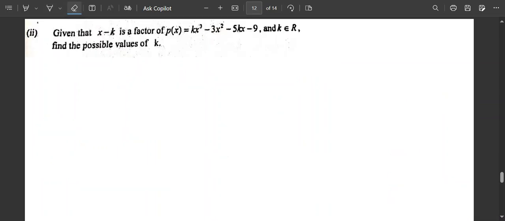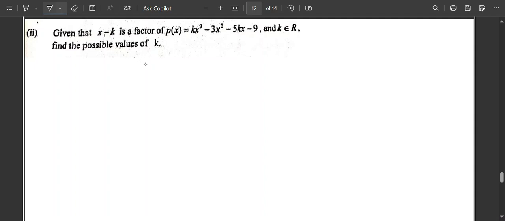So now the other question, which is the last question to say maybe. Given that x minus k is a factor of this one, then it's a factor, all right? Then k is a member of the real numbers. Find the possible value of k.